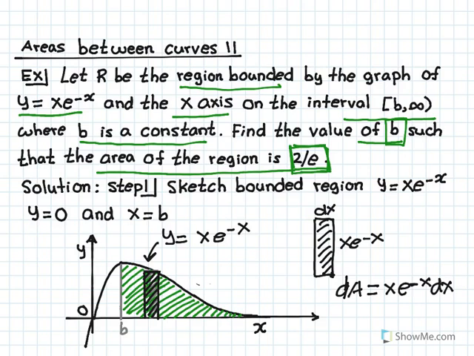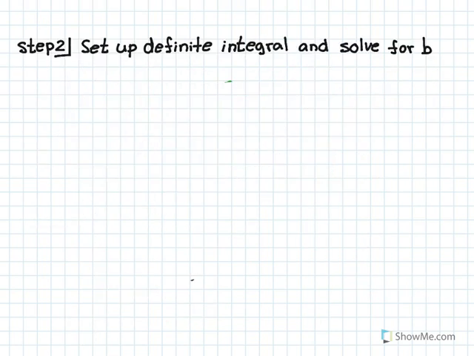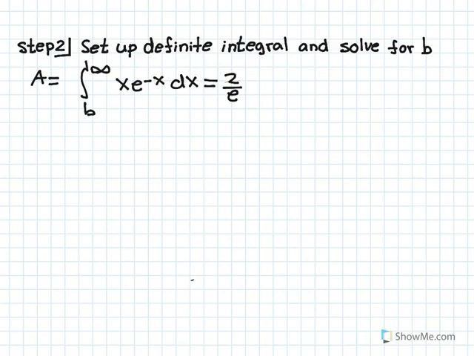All right, so let's look at setting up a definite integral and solving for b. So the area is the integral from b to infinity of x e to the minus x dx. And this area is equal to 2 over e, and we have to solve for b. Notice this is an improper integral. Why is that? The reason is because the upper limit of integration is going to infinity.